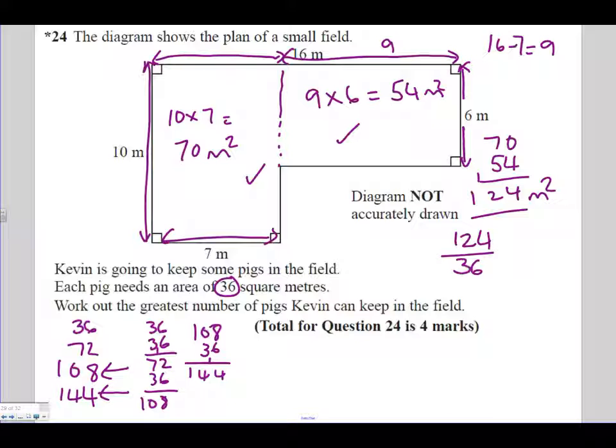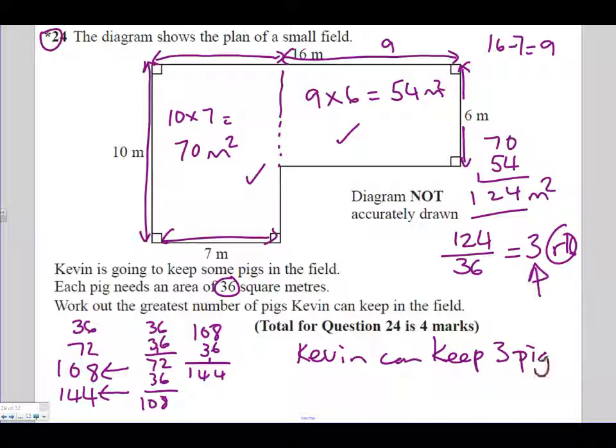3 times. So 124 divided by 36 goes in 3 times with some kind of remainder. Okay, and the remainder is 16. We're not particularly interested in that. So he can keep 3 pigs in this field. And that's the answer to the question. Notice it's got the asterisk. So in English, you can put down Kevin can keep 3 pigs in the field.